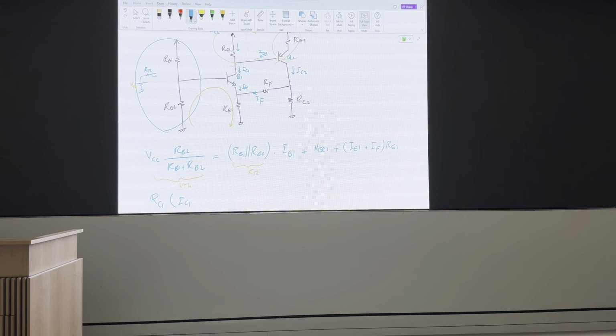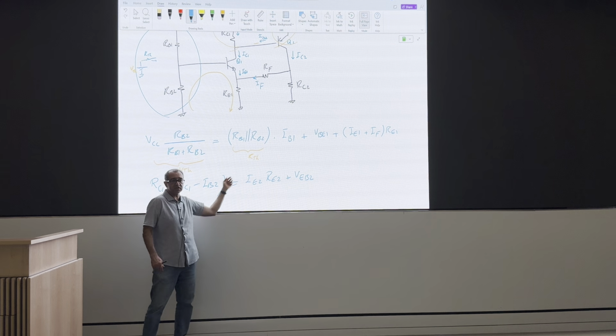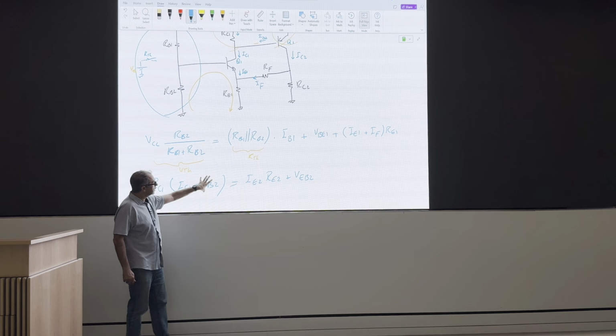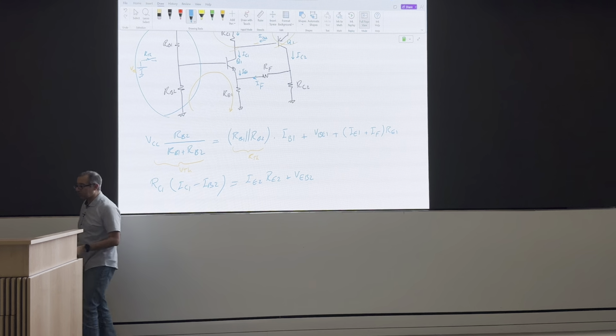Okay, so I have one unknown here, IB1, one unknown here, IF, and this equation introduces another unknown, IE2. Because again, IE2 is just beta times IB2. It's not an independent variable. So I have three unknowns. I need one more equation. Where do I find that last equation? Hopefully one which won't introduce a new variable.